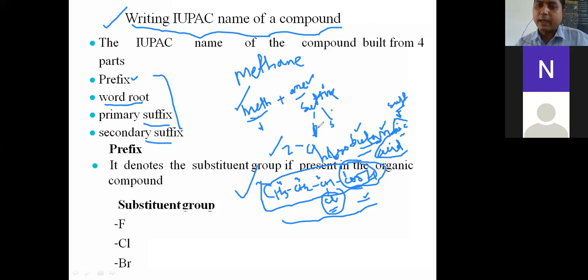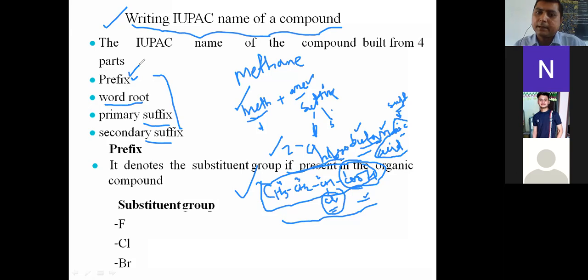Again, there are 2 suffixes, primary suffix and secondary suffix. So ane is the primary suffix, and oic acid is the secondary suffix. And 2-chloro comes as the prefix. So, clear, students? In this compound, 2-chloro is the prefix, but is the root word, ane is the primary suffix, and oic acid is the secondary suffix. Clear to all of you?